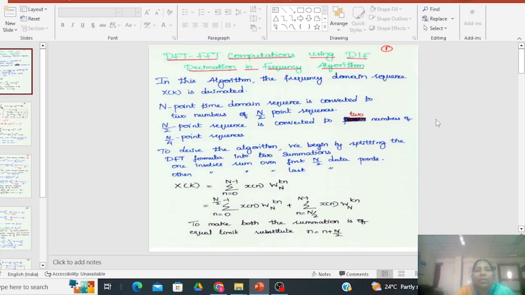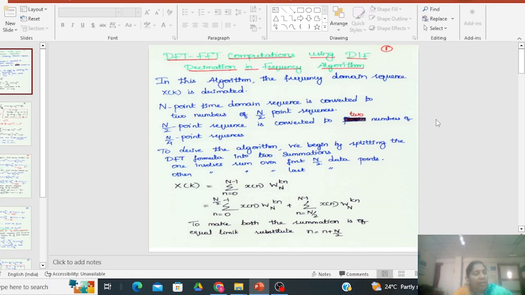About DFT FFT computations using the DIF algorithm, decimation in frequency algorithm. In this algorithm, we have to use the divide and conquer approach. If we have an N point DFT, we have to divide it into N by 2 point sequences, and then each N by 2 point sequence should be converted into 2 N by 4 point sequences.